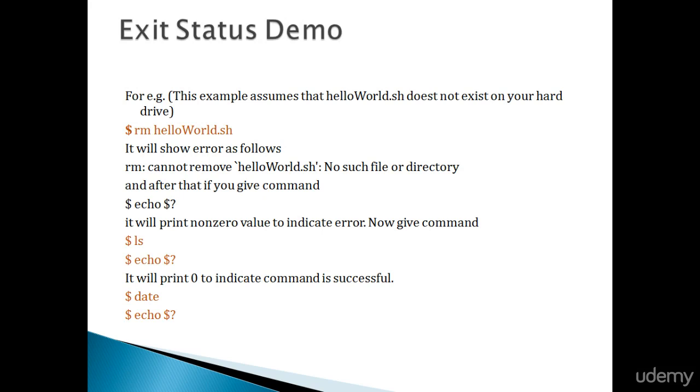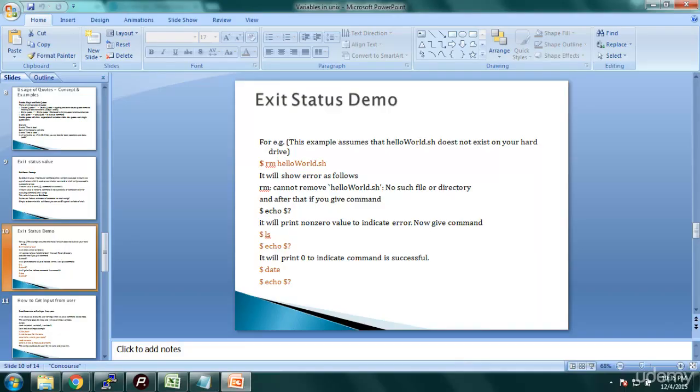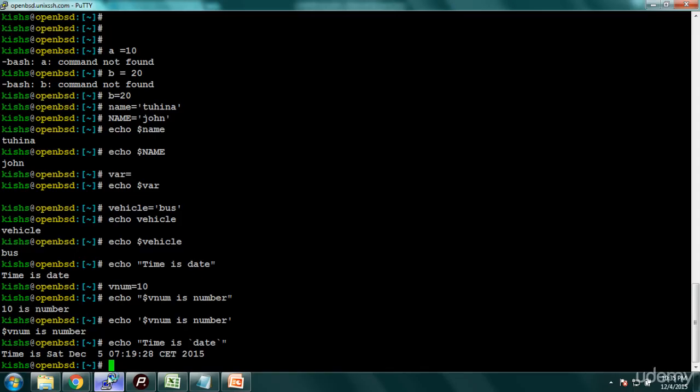Now we see a demo where we have used this exit status concept. For example, this example assumes that hello world.sh does not exist on your hard drive. So when we do rm hello world.sh, it will show an error that there is no such file or directory. When we do echo $?, it will give a non-zero value to indicate the error. Okay, so now we'll see how this exit status works.